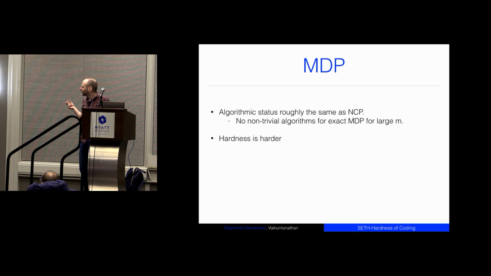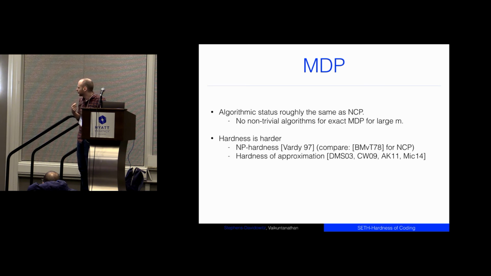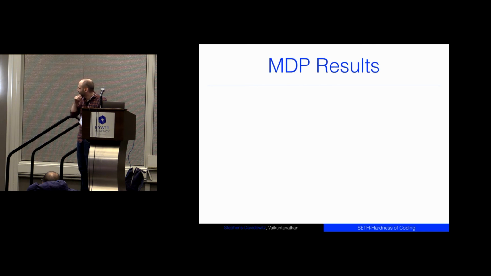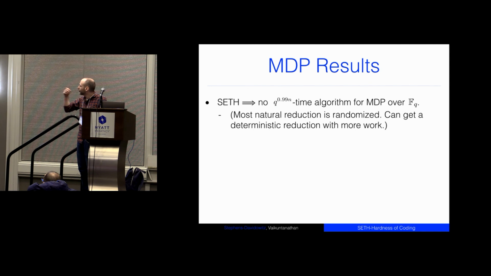The way in which it seems to be easier is that it's a lot harder to prove hardness. In particular, it took us 19 years to go from proving hardness of NCP to proving hardness of MDP, which was proven by Vardy. It's a really extremely beautiful proof. And there's been a sequence of work showing hardness of approximation. There's been a lot of interest in this. We show that SETH rules out better than Q to the n time algorithms for MDP over F_Q. So again, there are no non-trivial algorithms for this problem.